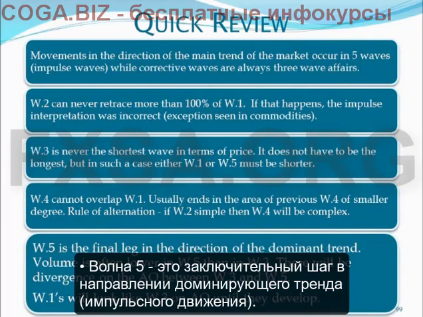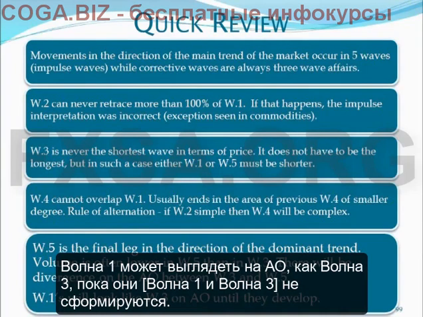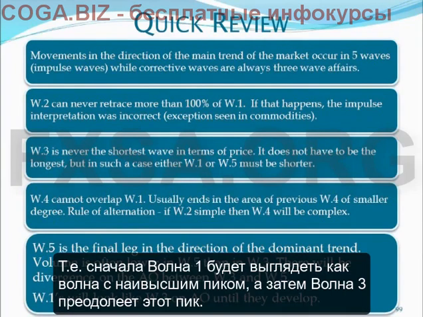Wave 5 is the final leg in the direction of the dominant trend or the impulse move. Volume is often lower in 5 than it was in 3, and there will be a divergence on the AO between Wave 3 and Wave 5. Wave 1s can look like a Wave 3 on the AO until they develop. So Wave 1 is going to look like your taller peak. Wave 3 is going to come in and take out that peak.